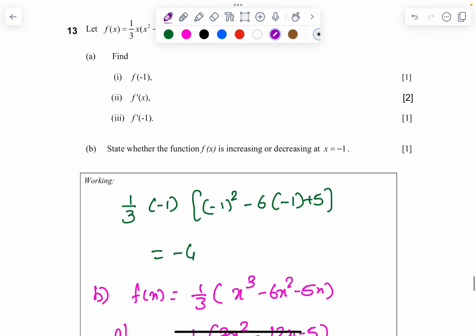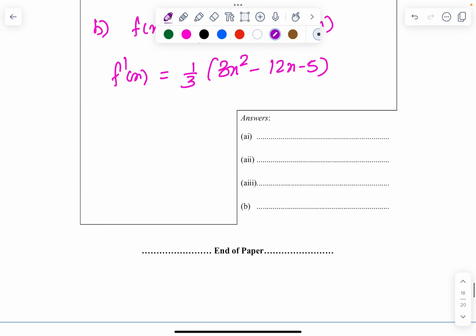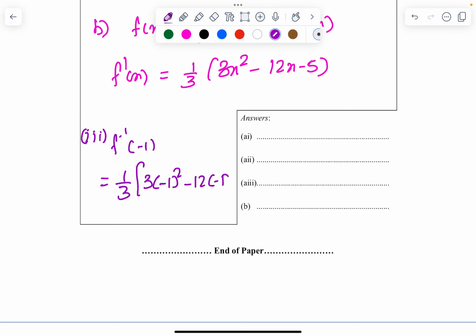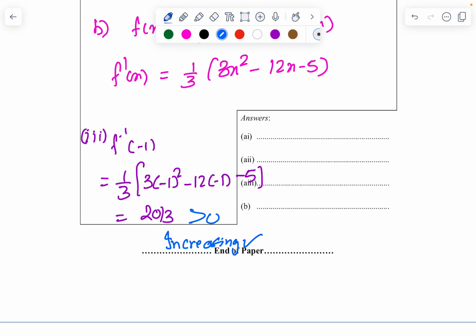Next, what is being asked? f prime of -1 in part 3. So plug in -1 over there: 1 upon 3 times 3 times -1 squared minus 12 times -1, minus 5. Which gives you the answer 20 upon 3. Now this 20 upon 3 is greater than 0. So if the first derivative is greater than 0, it is going to be an increasing function. That's going to be the answer.